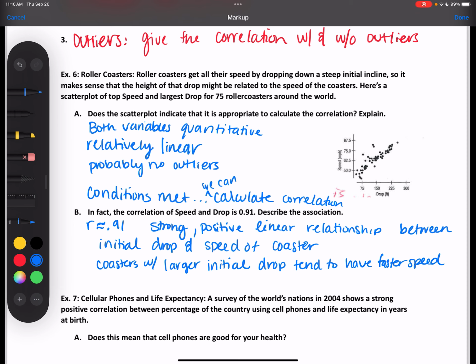Huh? Another one of cell phones and life expectancy. It's the exact same question. It's accidentally typed twice, yeah. I was about to say, can't live through that again.